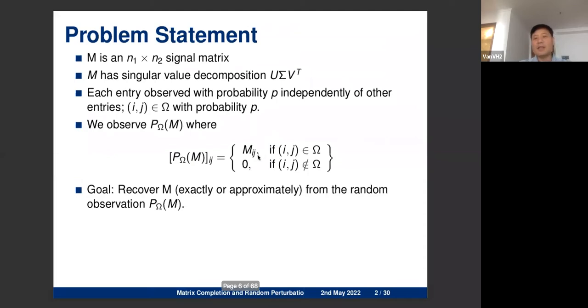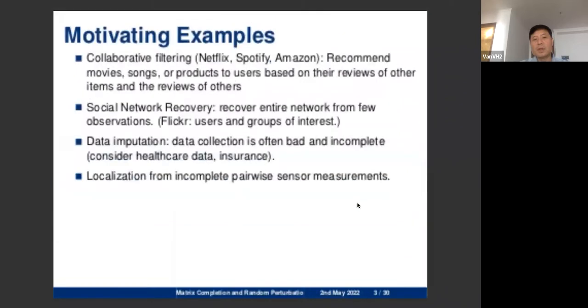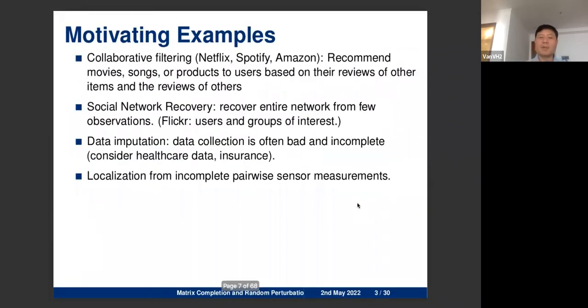If we observe an entry, then we see the real value of the entry, like M_ij here, and otherwise we just write 0. The goal is to recover the original data, the original matrix, either exactly or approximately from this random observation. So I hope the statement is quite clear and the motivation is really realistic. There are huge examples from industry and everyday life where this problem appears.